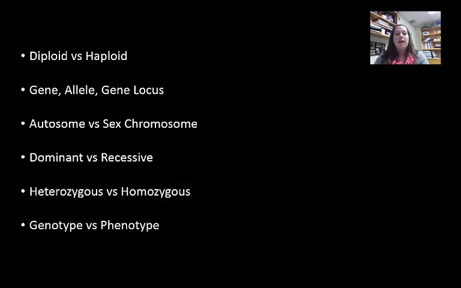So the last group of terms we want to talk about is phenotype versus genotype. Guys, remember the genotype is the genetic makeup of the individual, whereas the phenotype is the physical appearance. The genotype is represented by letters like big T, little t. However, the phenotype would be that you're telling me that the individual is tall or short.